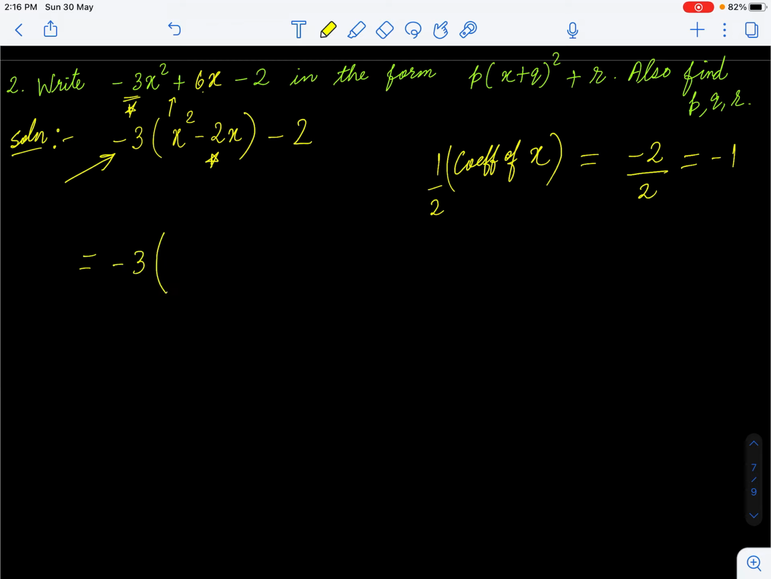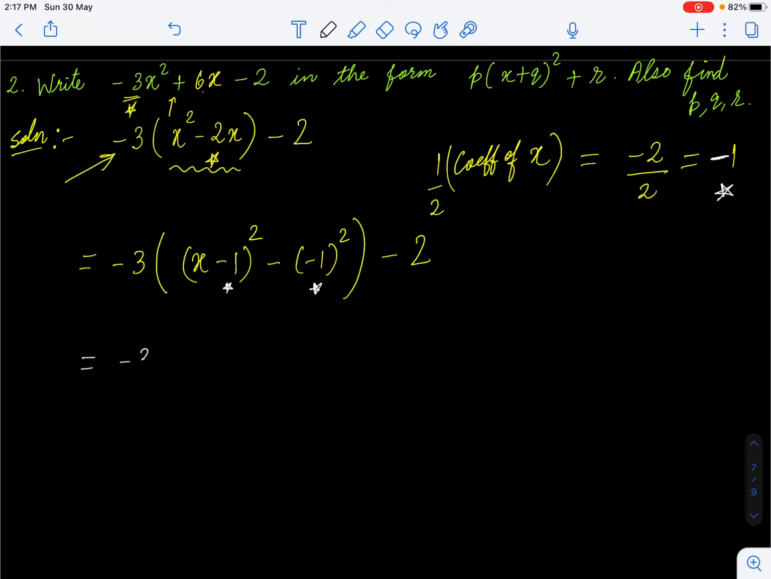now I will use what we learnt in part 1. So I will write these terms as x minus 1 whole square minus minus 1 square minus 2. I think I discussed this in previous video also. You have to be careful. You have to take the sign also. This is minus 1. So that's why I have taken minus 1 here, minus 1 here.